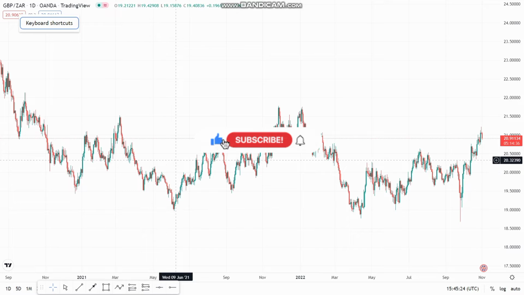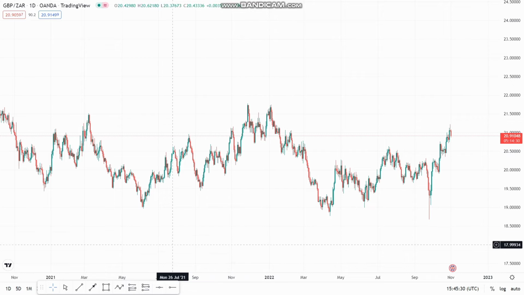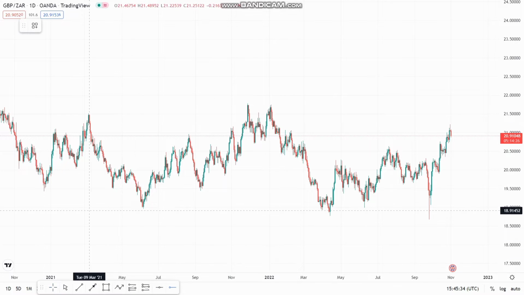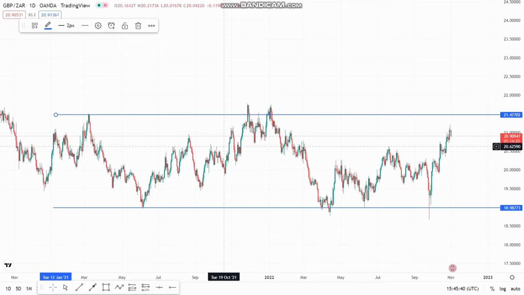So without wasting any time, let's get into it. If you look closely, I'm on the daily time frame on GBPZAR, and I'm going to start by laying out my levels, which are the support and resistance levels. These are the most significant levels that I'm seeing right over here.